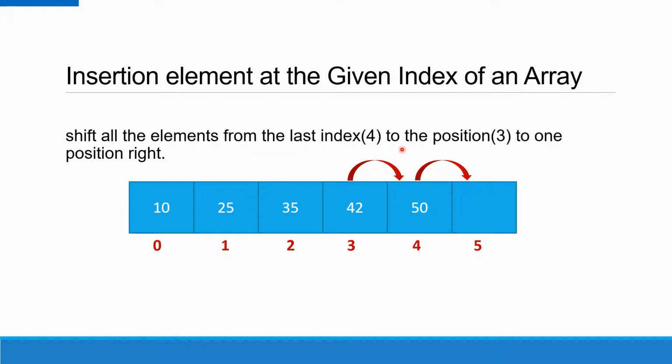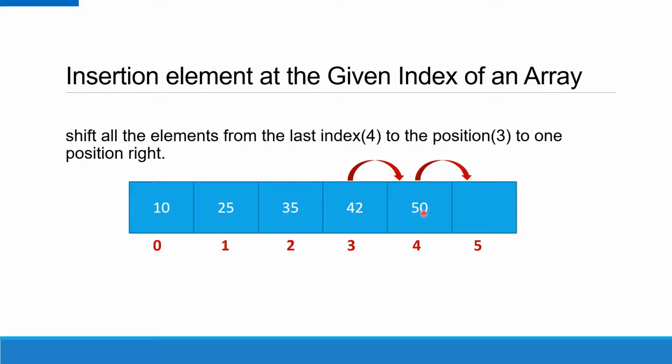See here. So what I said: shift all the elements from the last index to the position 3, one position to the right. Forward I have to move. So my last element, this is my existing array. My last element is what? 50. I have to move this 50 to the next position, 5. From 4 to 5 I am moving.